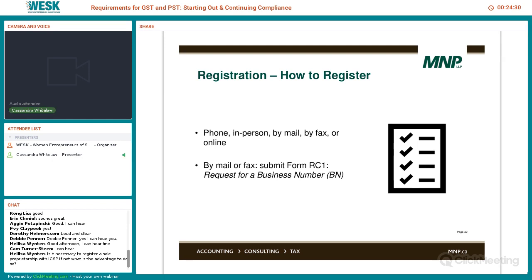So registering for GST is fairly easy. It can be done many ways, over the phone, in person, by mail, by fax, or online. So if you want to register for GST, use the same form as you would to request a business number, Form RC1, although you don't have to fill out as much of the form. It is the same form.